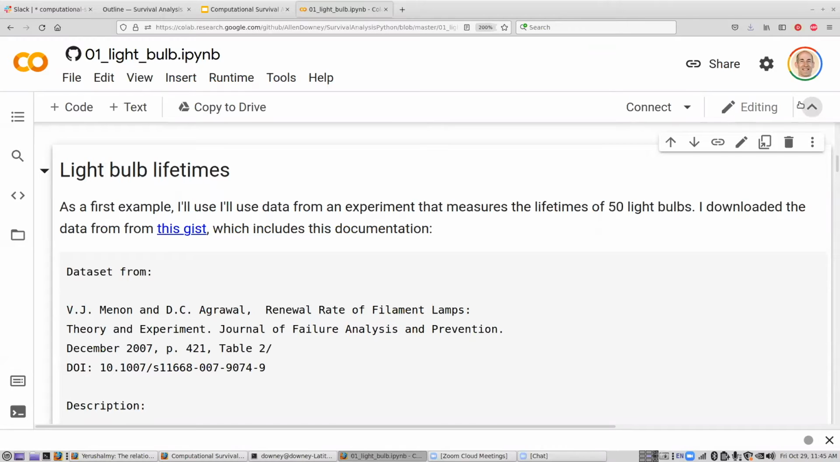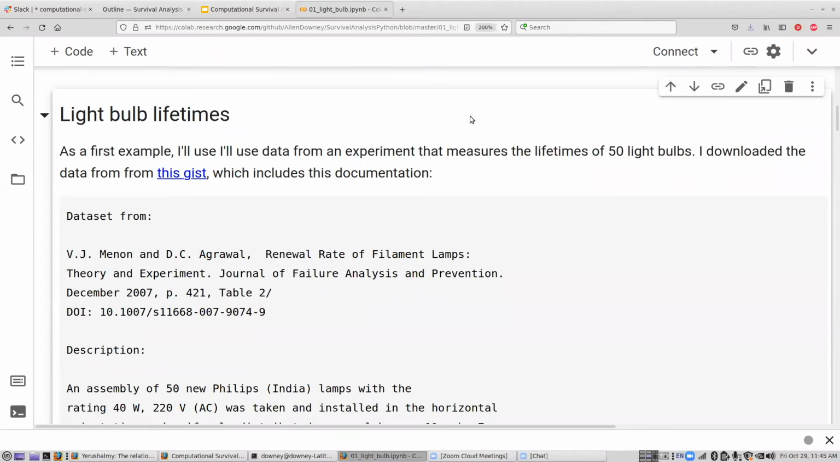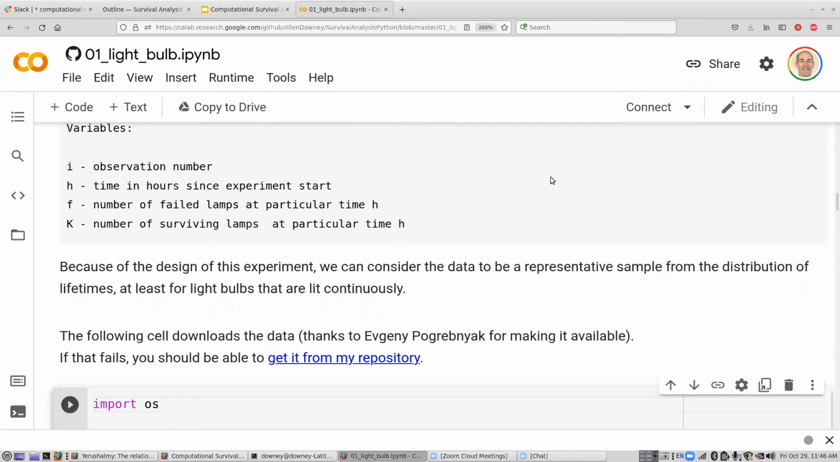So I'm going to give myself a little bit more vertical space to work with here, and I'll introduce the first data set that we'll use, which is the lifetime of light bulbs that are on continuously. And this was an actual experiment that someone did. They got 50 light bulbs, plugged them all in, and ran them until they expired. What they did was they checked back every 12 hours and counted the number of light bulbs that had gone out since the previous visit. They recorded the data and it's available on GitHub.